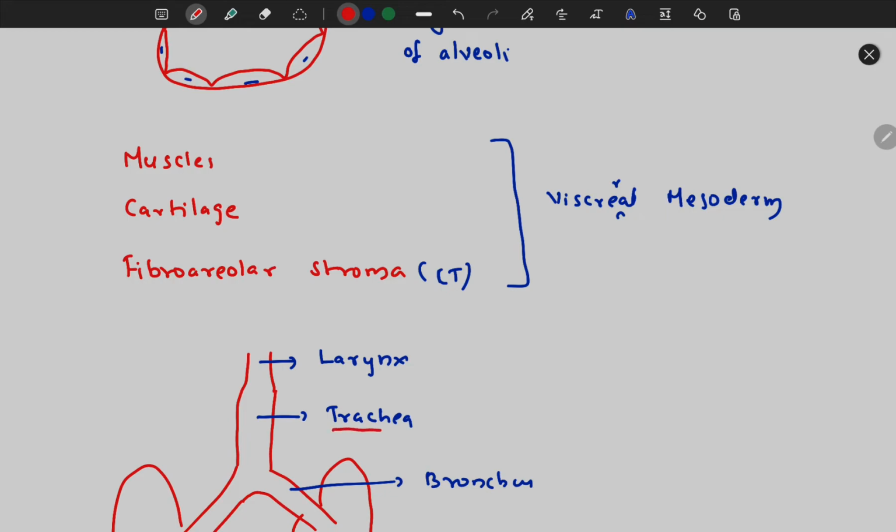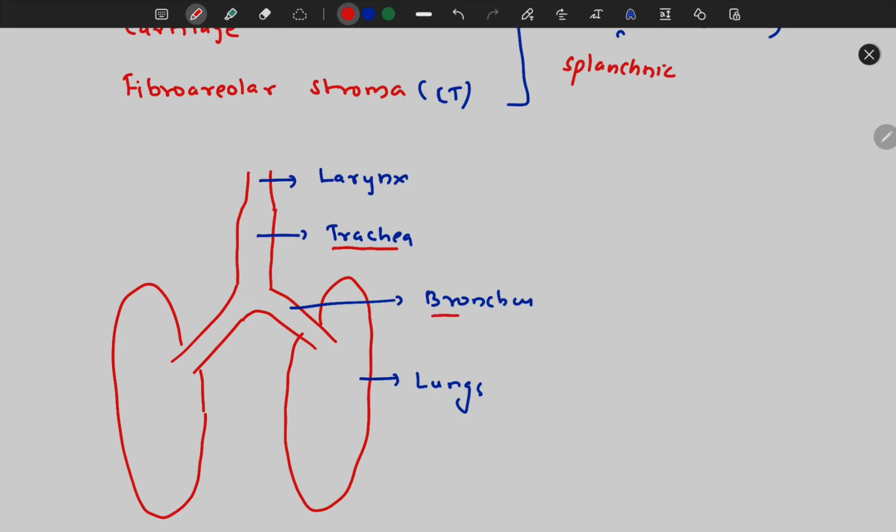So now about trachea. So the epithelium, as I have already mentioned, is derived from endoderm, and we have the muscles, cartilage, and the areolar stroma, which are derived from the visceral mesoderm. It is otherwise called as splanchnic. Splanchnic means visceral. Splanchnic mesoderm. So next is the development of the bronchus. Do you know that the right lung has 3 lobes and the left lung has 2 lobes?